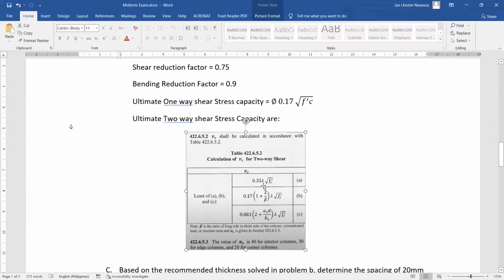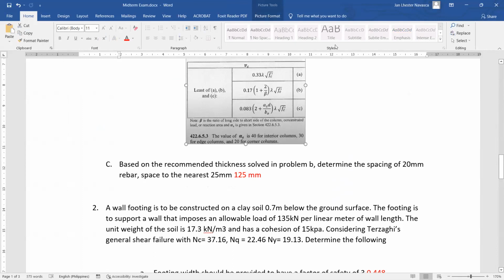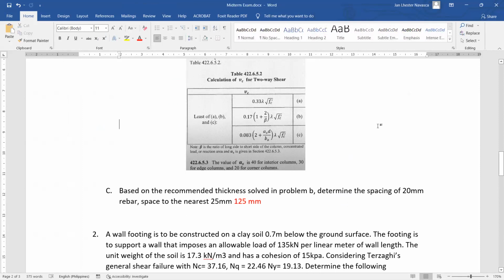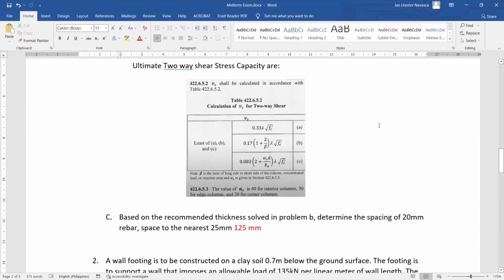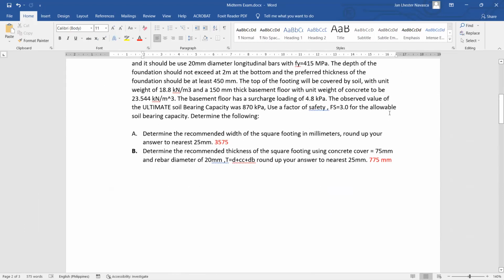So you have your 0.33 lambda square root of f prime c. Okay. Then you have your 0.17 multiplied by 1 plus 2 over beta square root of f prime c times lambda. And yung 0.083 multiplied by 2 plus alpha s d over bo lambda square root of f prime c. Whereas your alpha s is 40 since our column is in the interior columns. Okay, your beta is the ratio of the long side of the column to the short side of the column. So 500 divide 500, you have your 1.0 beta.